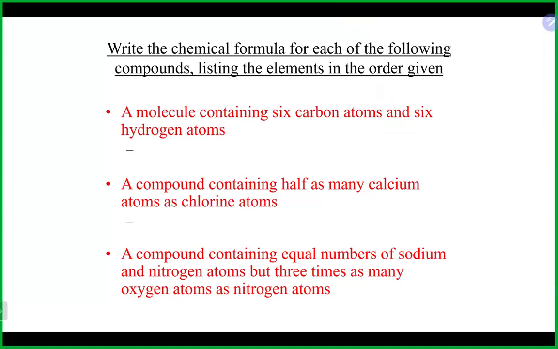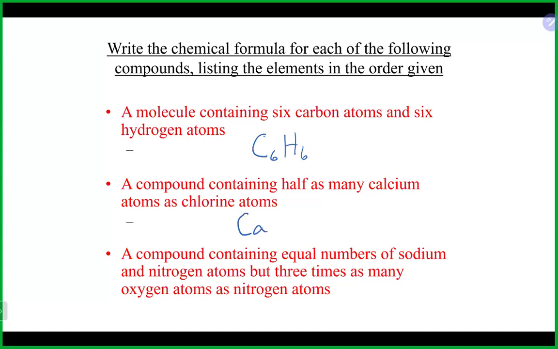Okay, so let's take a look. We have a molecule that contains six carbon atoms and six hydrogens. The symbol for carbon is C, we put a little 6 next to it to the right, and H is hydrogen, with a 6 to the right of it. Next one is a compound that has half as many calcium as there is chlorine.